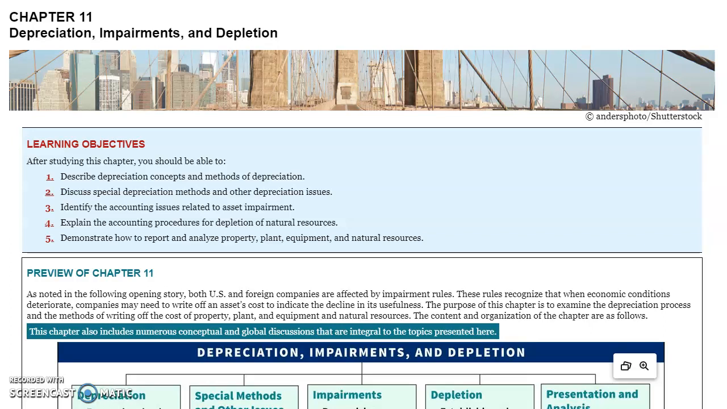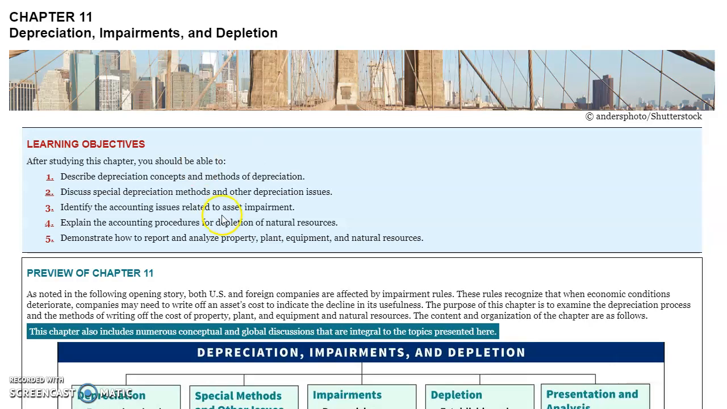So chapter 11 goes into depreciation primarily. It also touches on depletion. I'm going to introduce you to the big topic from chapter 12, which will be intangibles, just so that you're getting an idea about what we're doing, right?